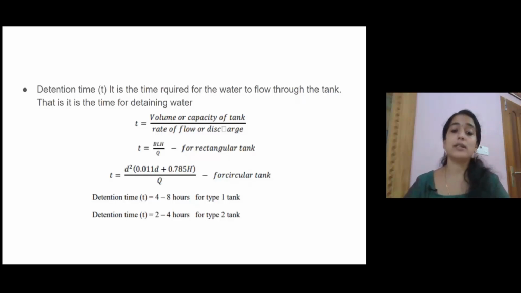In type 1 settling, the sedimentation happens in the sedimentation tank itself, and in type 2 settling, flocculation happens first and after flocculation, the sedimentation happens. That's why the detention time is lesser compared to type 1 settling. In type 2 settling, the detention time is 2 to 4 hours, and in type 1 settling, it is 4 to 8 hours.